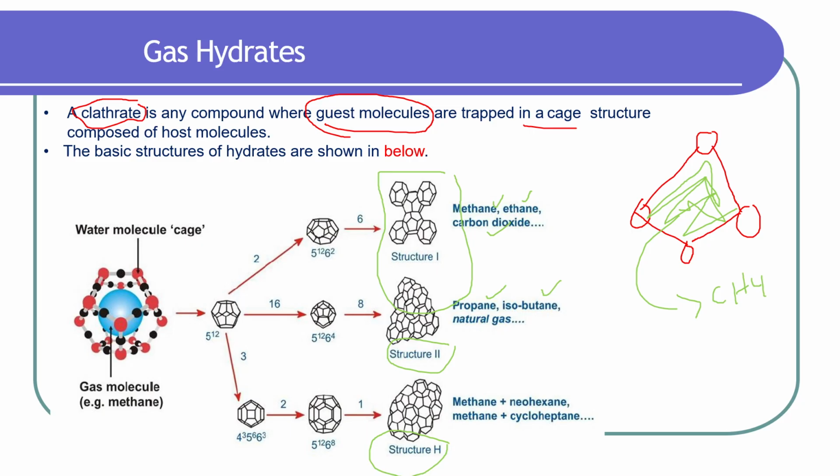We're going to see the difference between the three structures, but you don't really need to know the drawing of each structure or the exact number of molecules, for example. All you need to know is that they are different in terms of the cavities, or cages, or the type of gases that can be included. And you need to understand one fact: when you are talking about natural gas processing, the most common gas hydrate structure that can be found is structure 2.